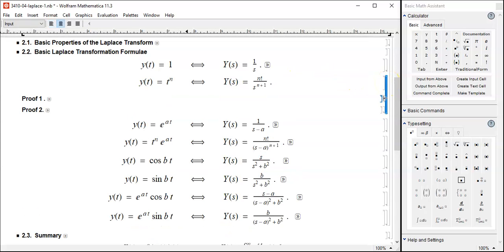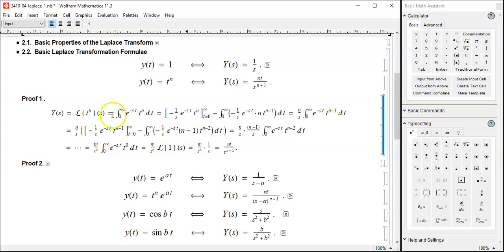Okay, let's go to the proof. Let's begin with the definition. Let's put t to the nth power into the definition of the Laplace transform, and then we get this improper integral.